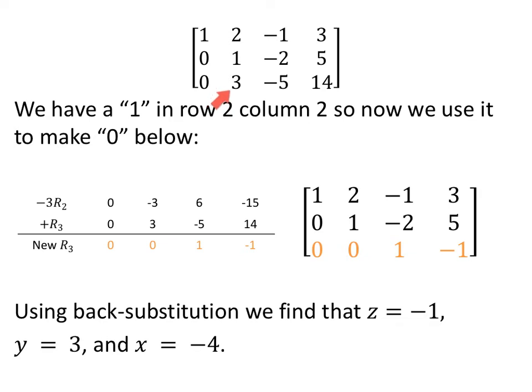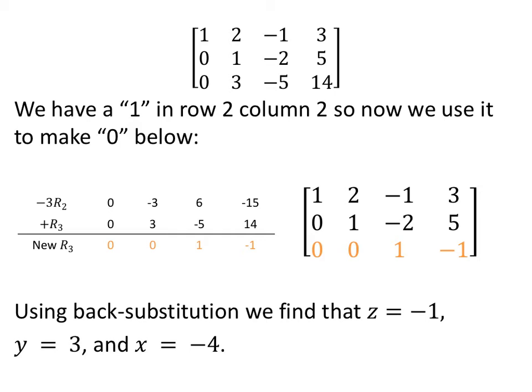So what do I add to 3? In order to make a 0, I add negative 3, and that tells me exactly what to multiply by. Negative 3 times row 2, added to row 3, so 0, negative 3, positive 6, negative 15, and I'm multiplying row 2 by a negative 3. Add it to row 3, I'll end up with 0, 0, 1, negative 1. That's my new row 3. Now I'm in row echelon form. I have 1s on the diagonal. I have zeros below. Other numbers above, we'll deal with those.